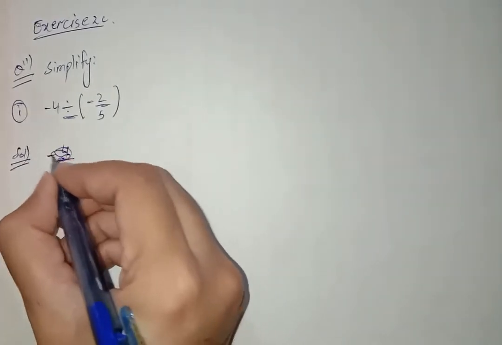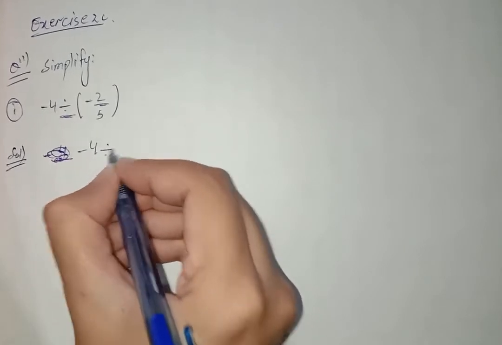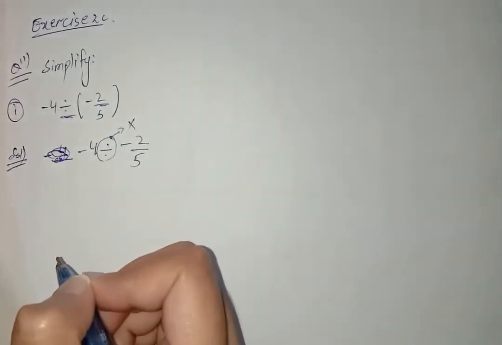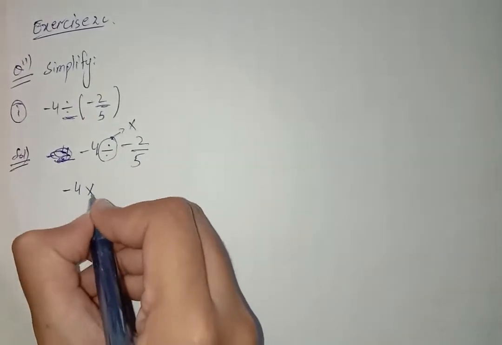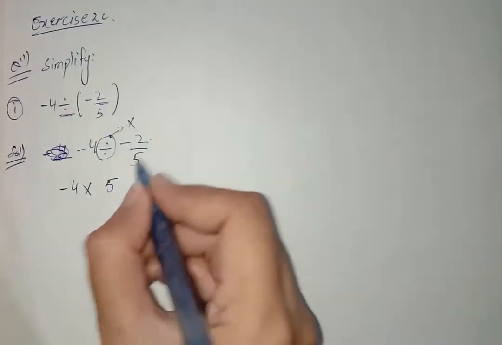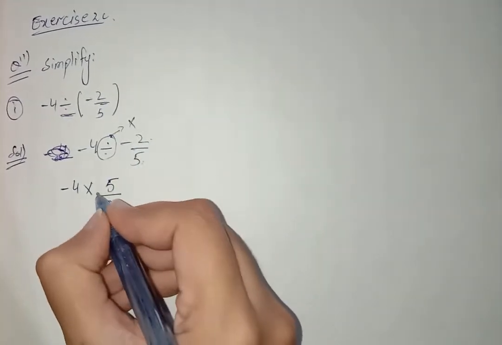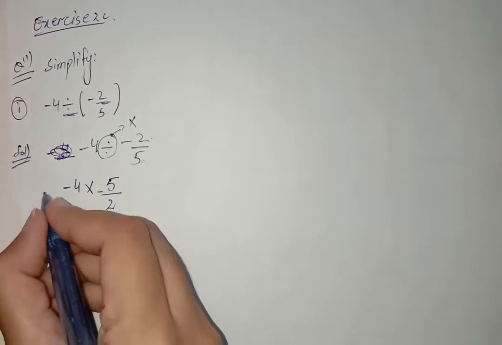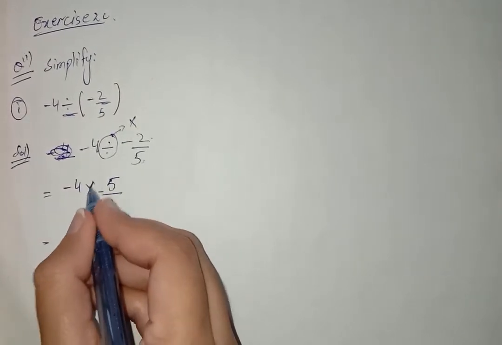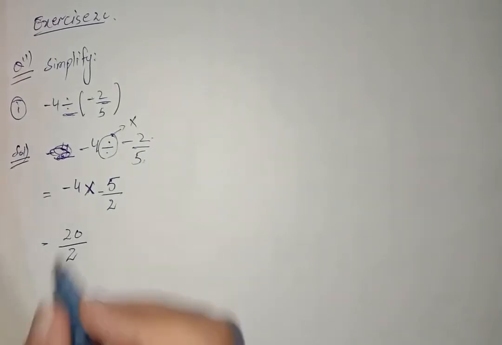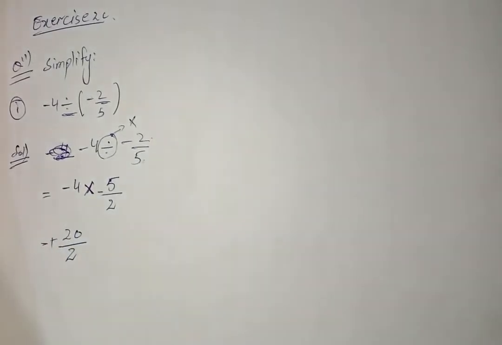Minus 4 divided by minus 2 by 5. We have to change this division sign into a multiplication sign. So minus 4 multiplies. The denominator changes into a numerator and the numerator changes into a denominator. Minus sign remains the same. Okay, minus sign remains the same. Now 5 is multiplied with 4. 5 4s are 20 by 2. Minus is plus. So this is our answer.